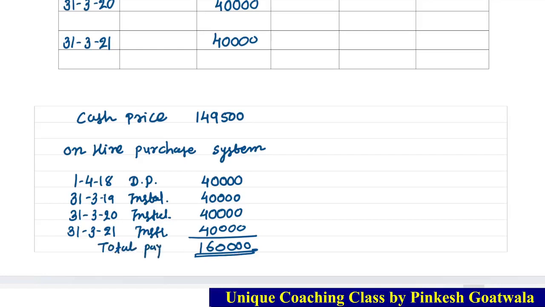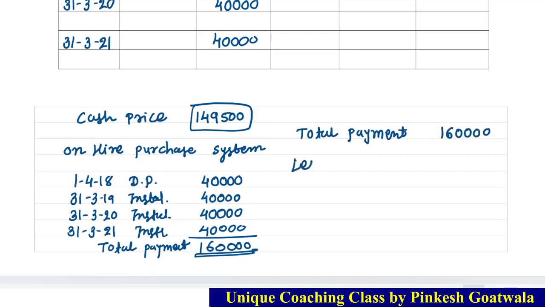payment. Clear? So he has to pay total કેટલા? 160. And what is actually the cash price? 1,495,000. So here we get the amount of total interest. Okay, ખ્યાલ તો આવશે ને કેટલું total interest જશે? So here total payment was 1,60,000, right? Less the cash price.